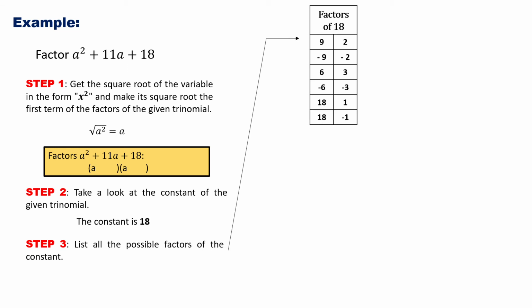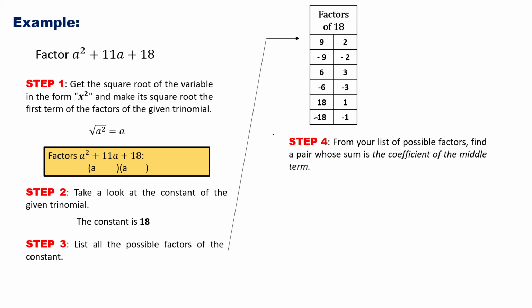Now, let us list the possible factors of the constant. 9 and 2, negative 9 and negative 2, 6 and 3, negative 6 and negative 3, 18 and 1, or negative 18 and negative 1. Now, sa mga hindi alam kung ano ibig sabihin ng factor, yung factor is yung dalawang number na pag i-multiply mo, ang resulting answer niya is yung number rin na balak mong i-factor. So, dito, yung factors na 18 ay yung mga sumusunod.